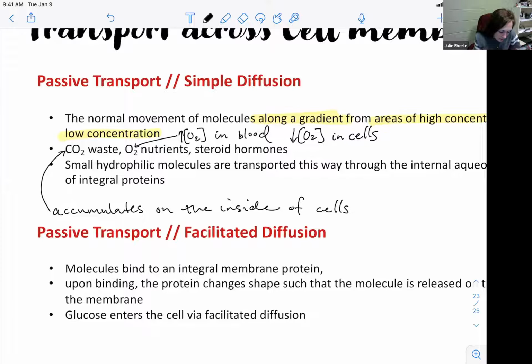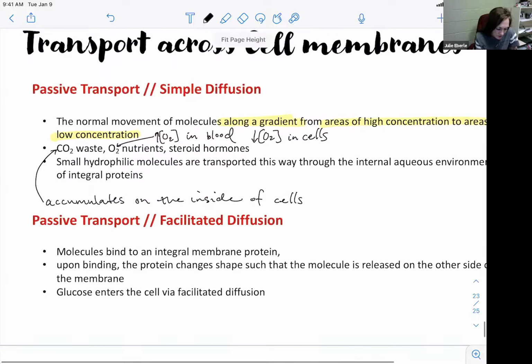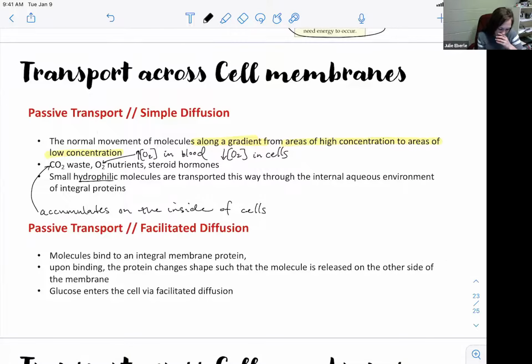I'm going to go to the next bullet point. Small hydrophilic molecules. Hydrophilic, water-fearing. Okay, so that means they'll mix with the inside of the bilayer just fine. Those will be transported through the internal aqueous environment of integral... Sorry, I got it backwards. Small hydrophilic, so it means they're water loving, so they have to pass through a protein. They are not going to mix with the hydrophobic internal portion of the bilayer.